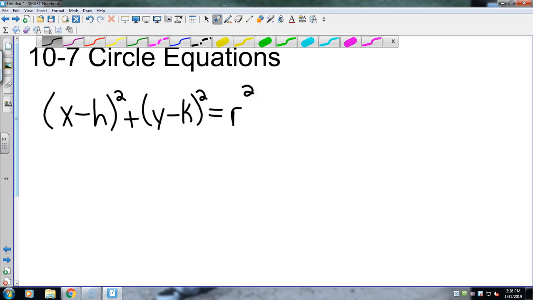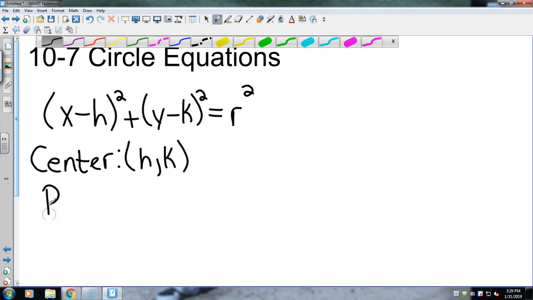In this case, our center is h and k, and obviously the radius is going to be r. So what does this look like?